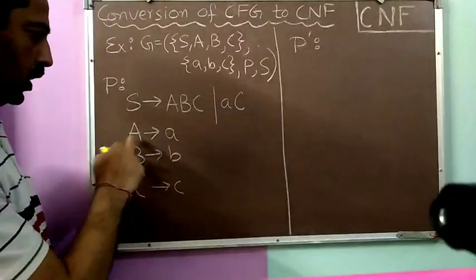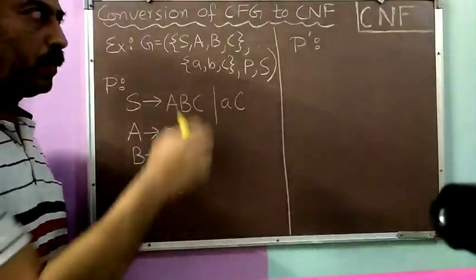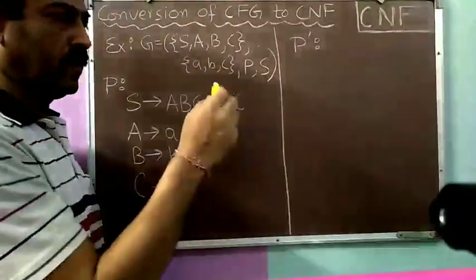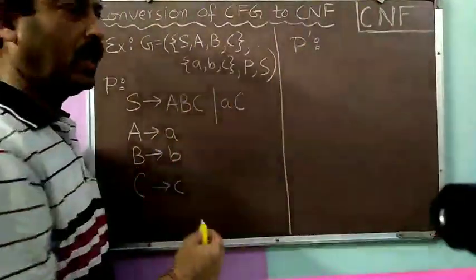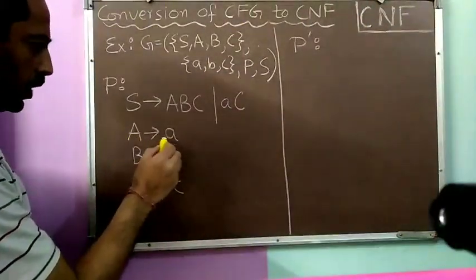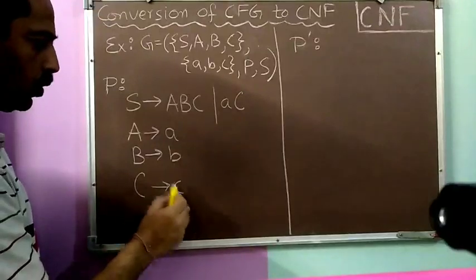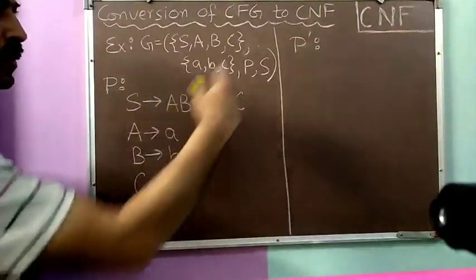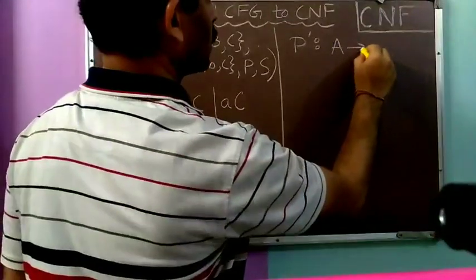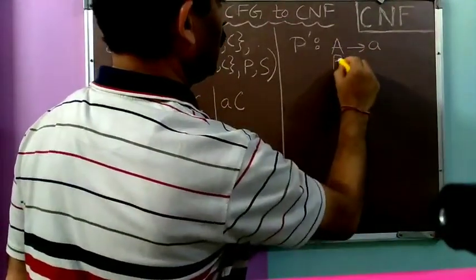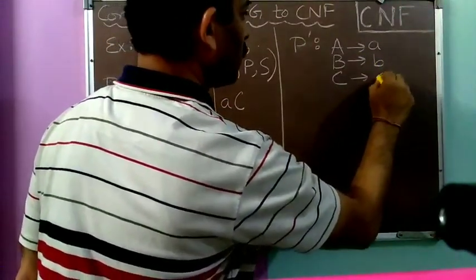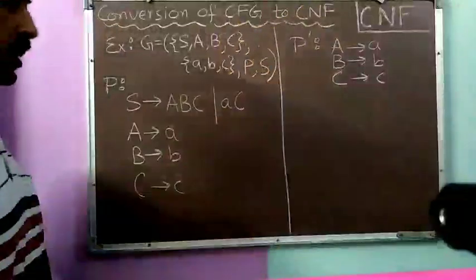So all the productions, so A to small a, it is already in the required format, because in CNF there are only two formats allowed, which are variable to a terminal and variable to a set of two variables. Okay, so this is variable to terminal, this is variable to terminal, this is variable to terminal. So all these three productions will directly be included here. Okay, so A to small a, B to small b, and capital C to small c. So these three productions are included.